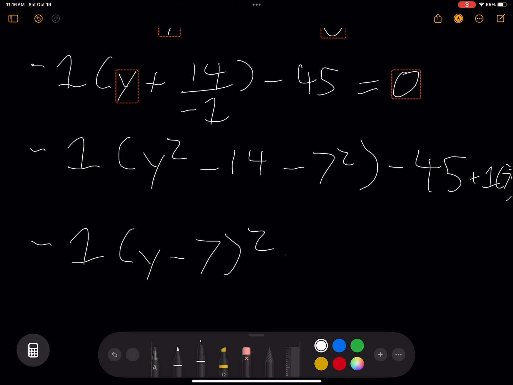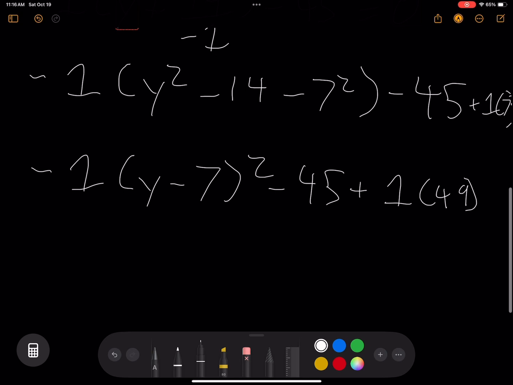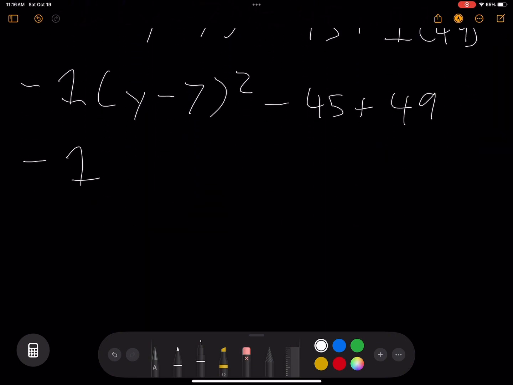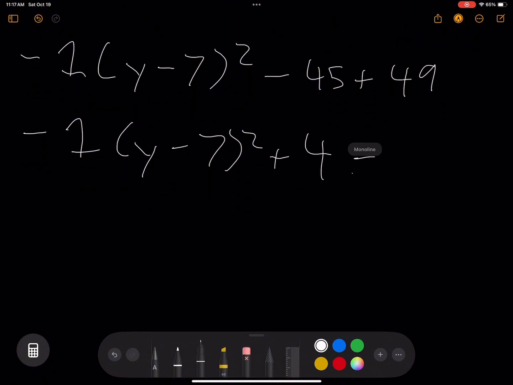Now continuing from where we just left off, minus 45 plus 1 times 7 squared, which actually can be written as 1 times 49. Negative 1 times y minus 7 squared minus 45 plus 49. Negative 1 times y minus 7 squared plus 4 is equal to 0. Now let's solve for what y really is.